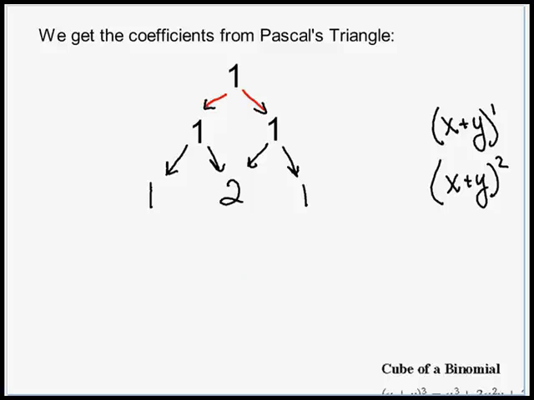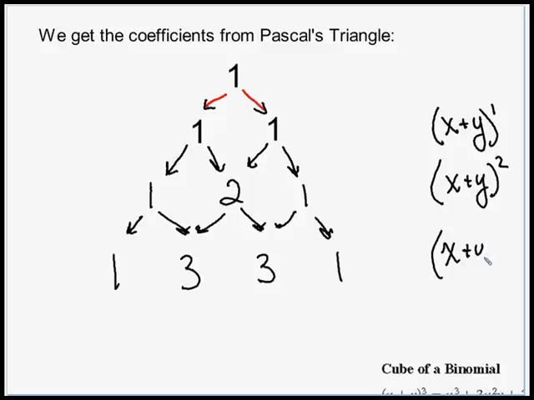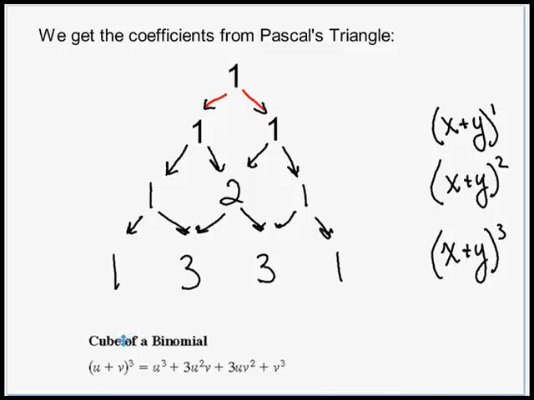Let's continue with the triangle. Bring down your edges. Those ones just always come down. And now 1 plus 2 is 3, and 2 plus 1 is 3. Those are the coefficients for the expansion of x plus y to the third power. And don't get into the habit of thinking, oh, that's a 2, that goes there, that's a 3. No, that's not how it's going to work after this level of the triangle.